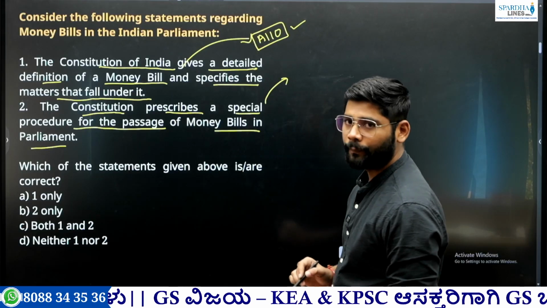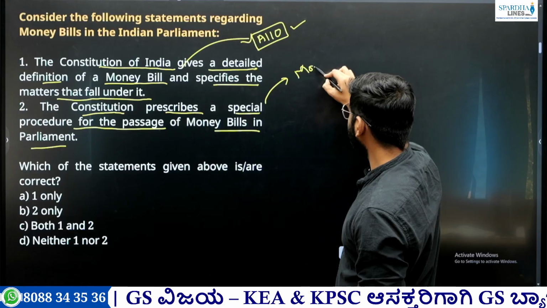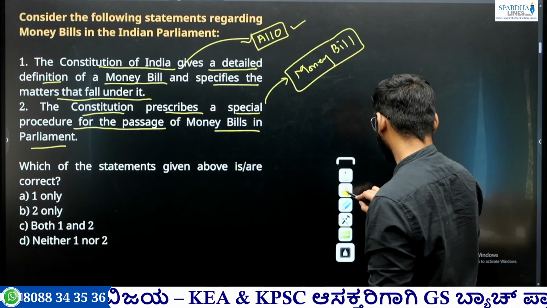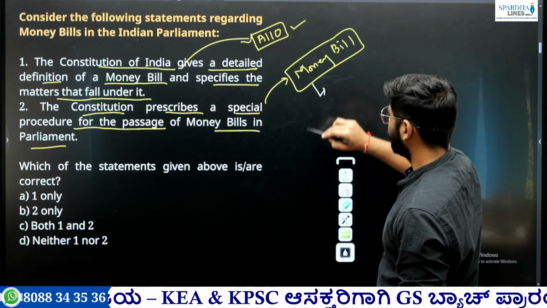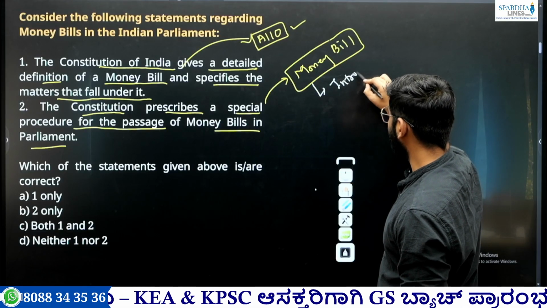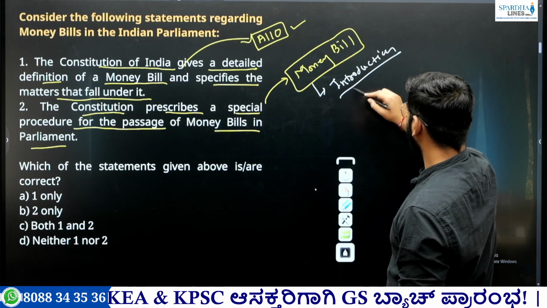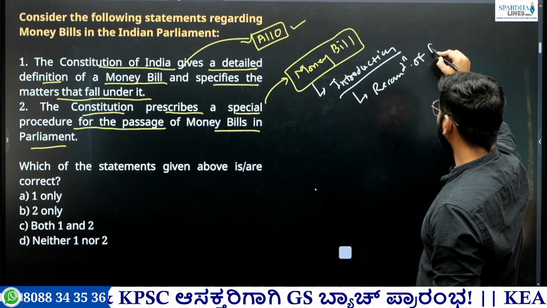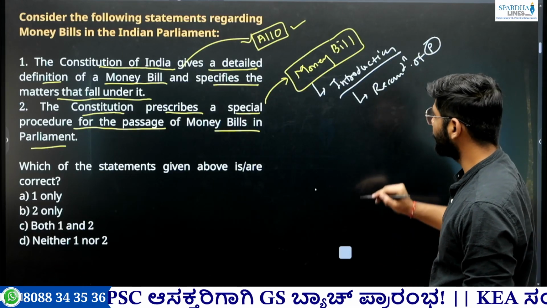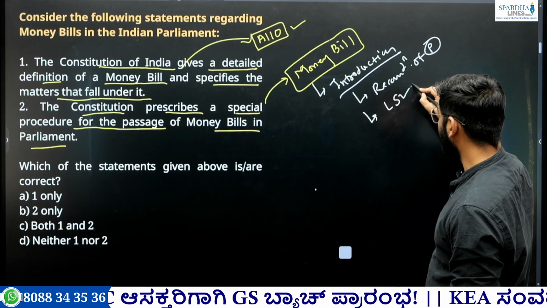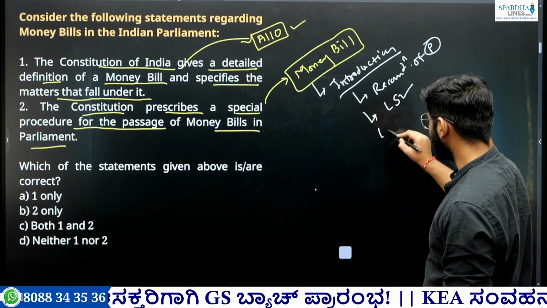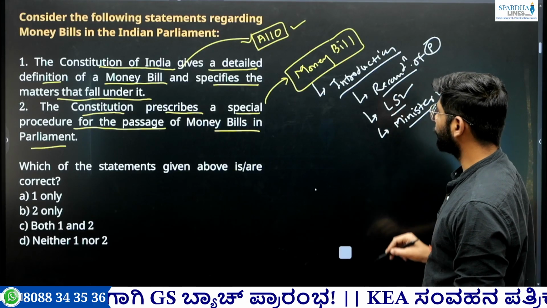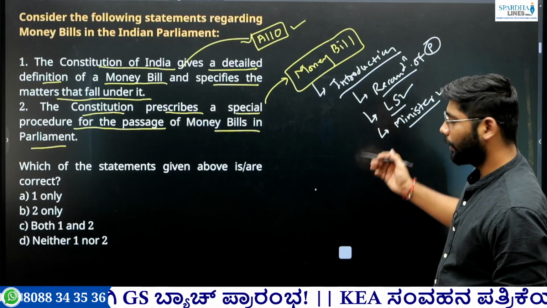What special procedure? We know the money bill. When it comes to introduction, there must be a recommendation of the President. So the President must recommend to introduce a money bill. That is the one condition. Second, it must be introduced in Lok Sabha. Third condition, it must be introduced by a minister. Okay, a private member cannot introduce a money bill. So these are the three conditions at the introduction stage of the money bill.